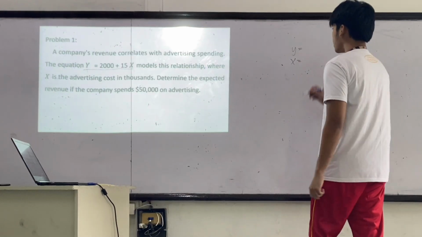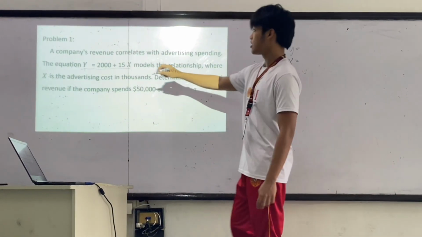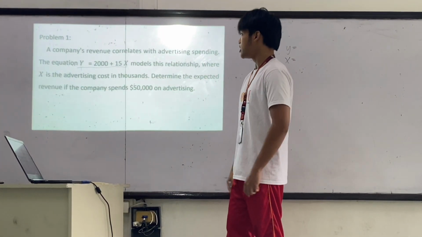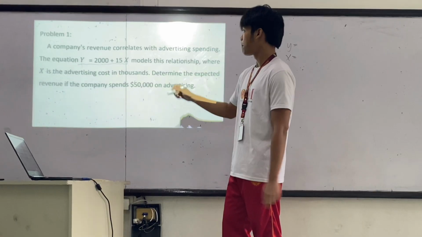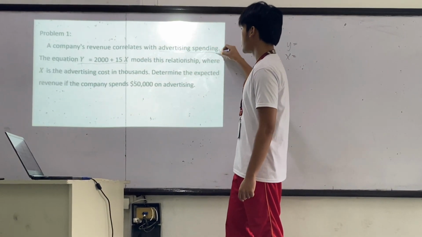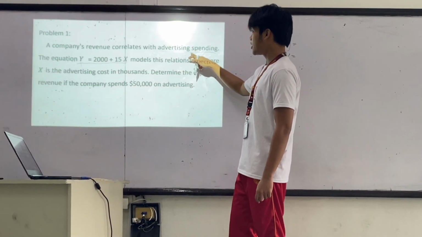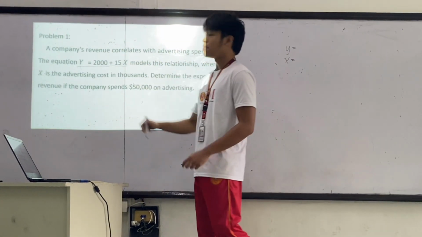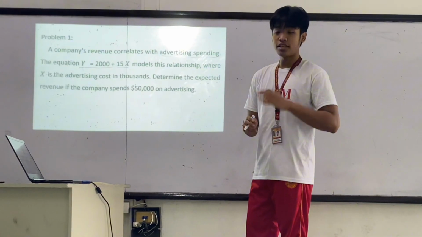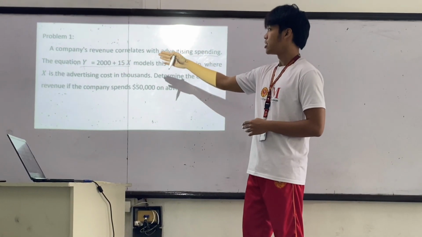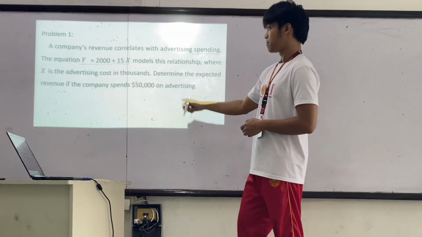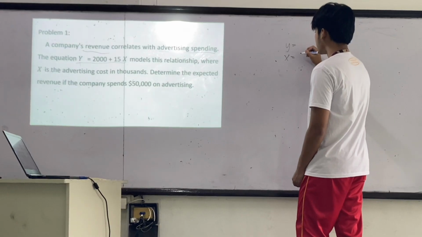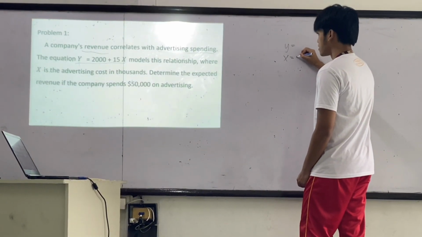So let us first write the equation, but let us first identify the dependent and the independent variable. The independent variable here is the advertising spend, since the advertising spend affects the revenue of the company. Meaning that the revenue itself is dependent on advertising spend because revenue is the one that is affected. Meaning that advertising spend is the x.